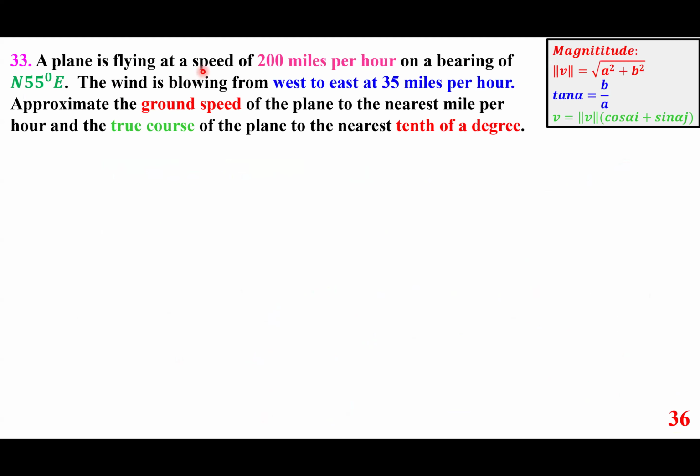A plane is flying at a speed of 200 miles per hour on a bearing of north 55 degrees east. The wind is blowing from west to east at 35 miles per hour. Approximate the ground speed of the plane to the nearest mile per hour, and the true course of the plane to the nearest tenth of a degree. So northeast. So you make a north 55 degrees east. So that's the direction.